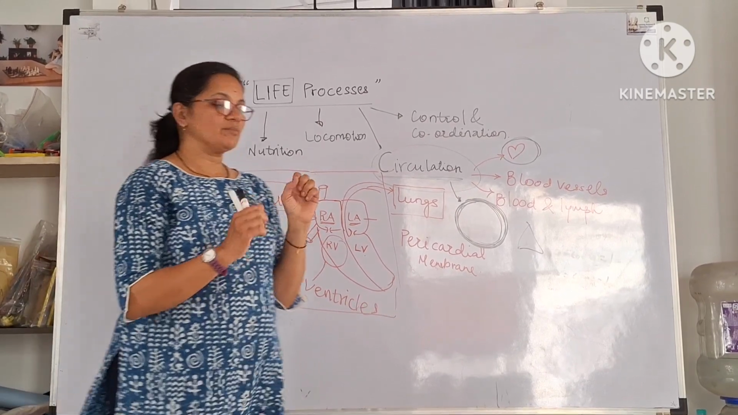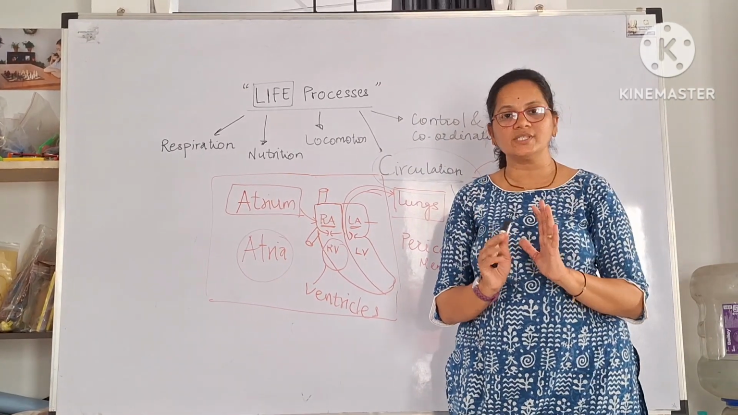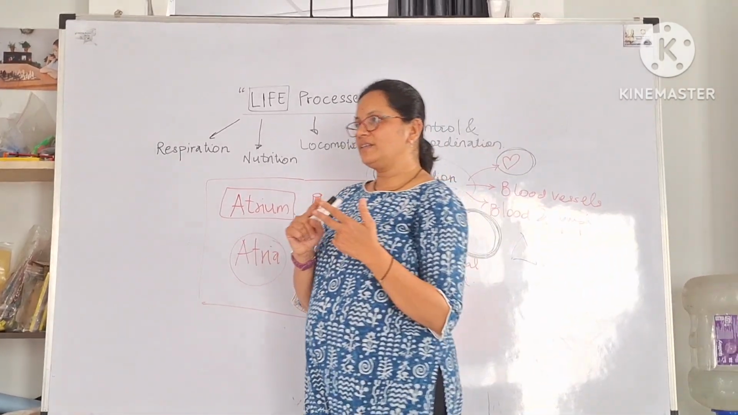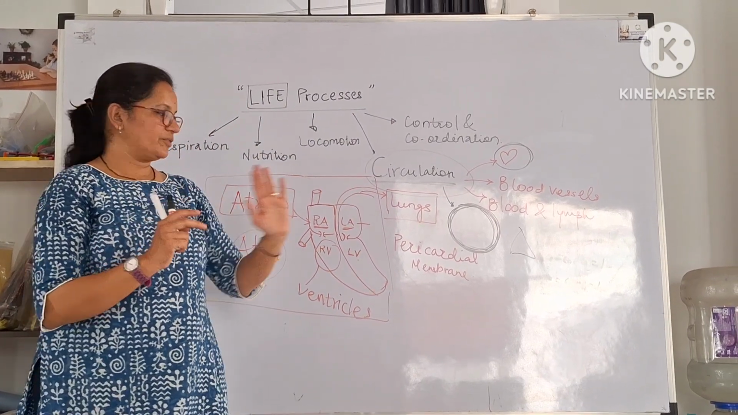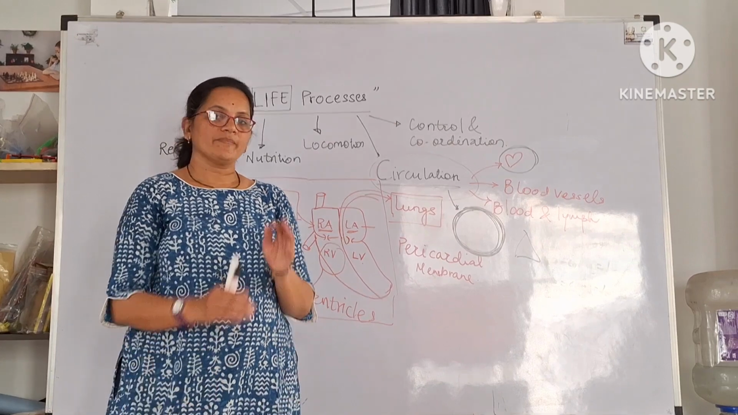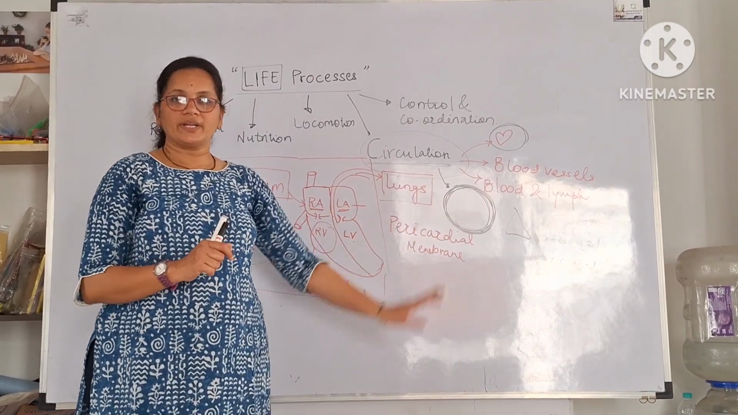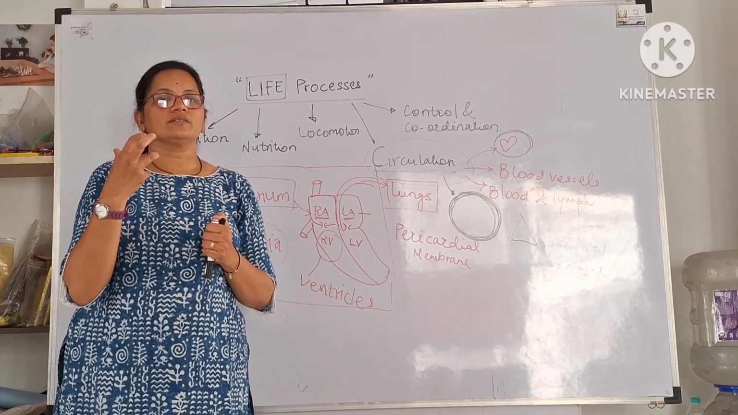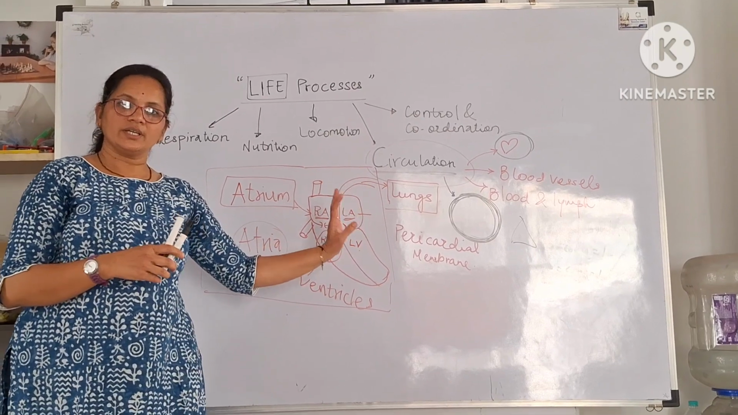So a heart is a muscular organ which has four chambers in humans: right atrium, left atrium, right ventricle, left ventricle, with the pericardial membrane covering it. The pericardial membrane also has pericardial fluid by which the heart is protected. Understood up to this?